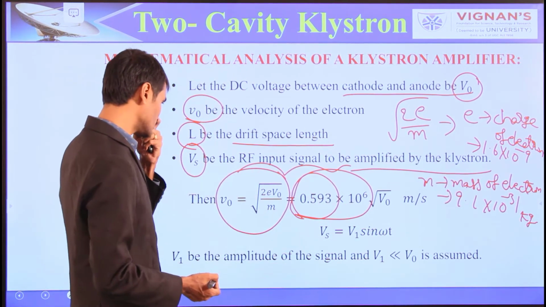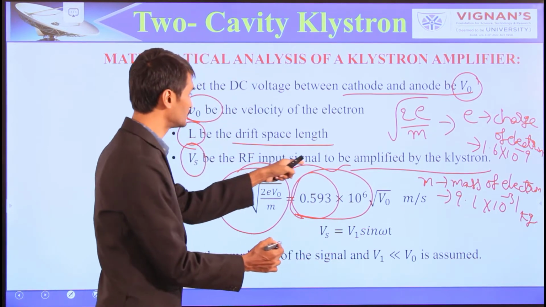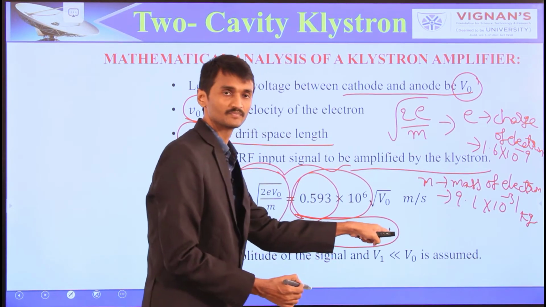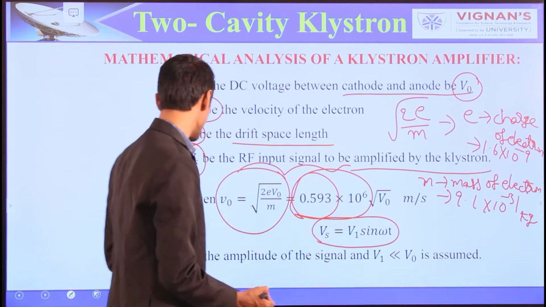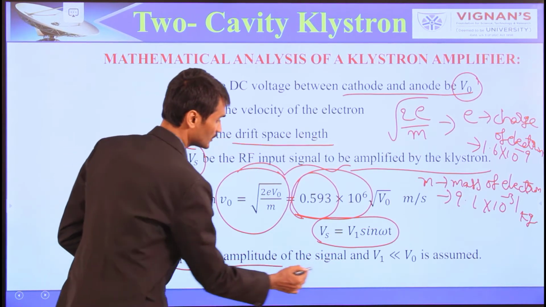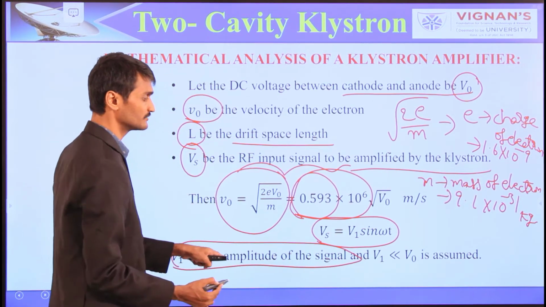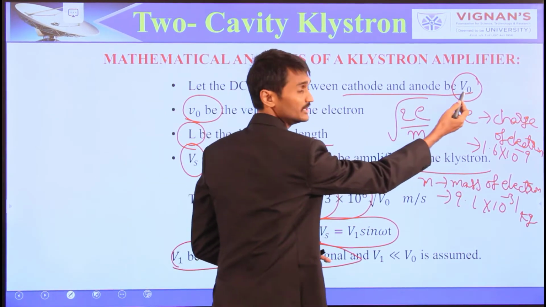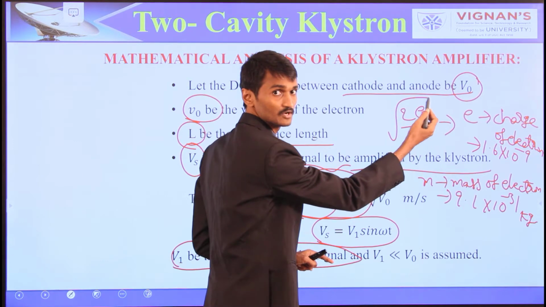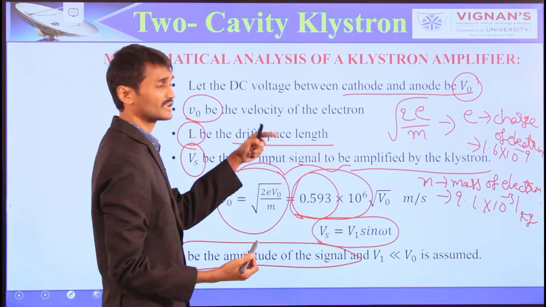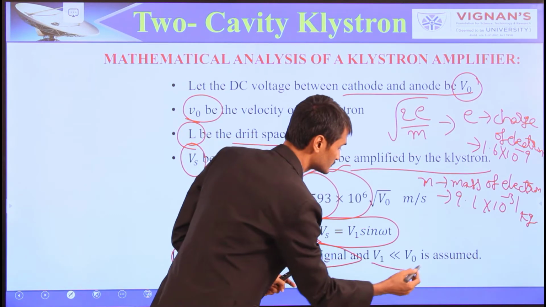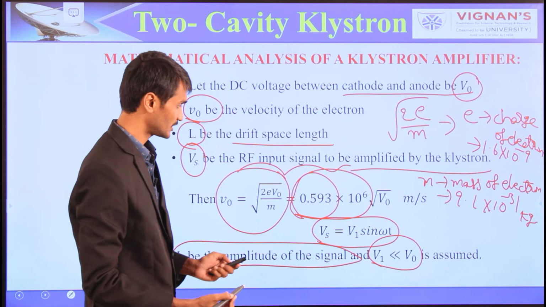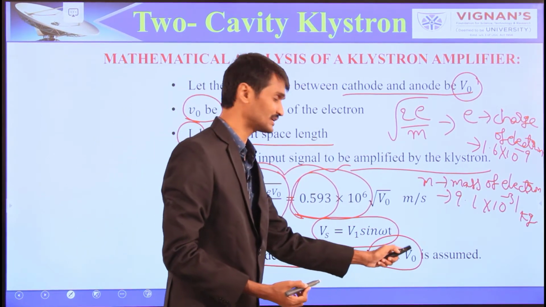Let us assume that Vs be the RF input signal which is to be amplified, that is Vs equals V1 sin omega t, where V1 is the amplitude of the signal, whereas V0 is the DC voltage between anode and cathode. If we compare these two voltages, V1 is far less than V0, which is to be assumed. So please assume this, V1 is far less than V0.